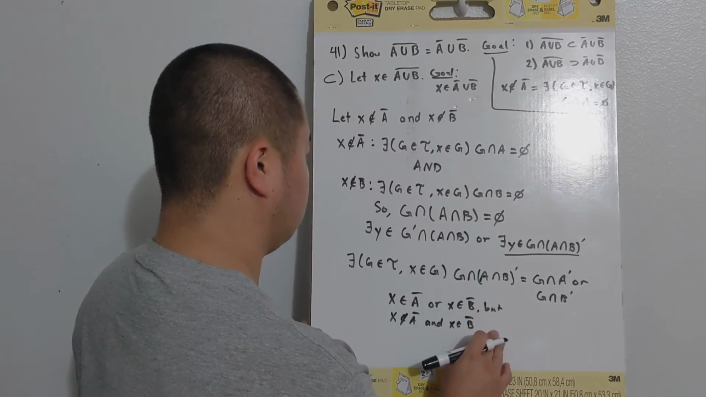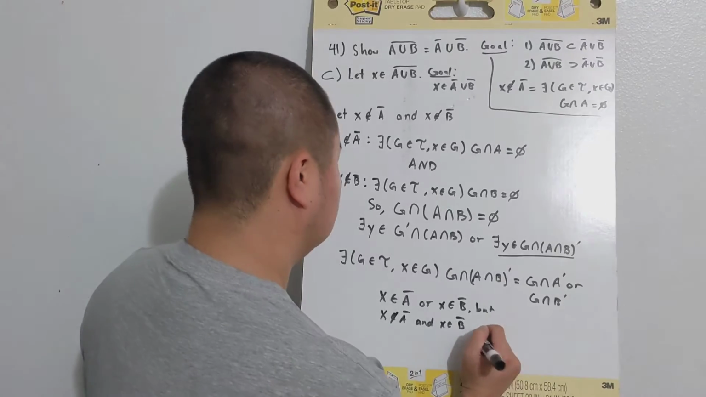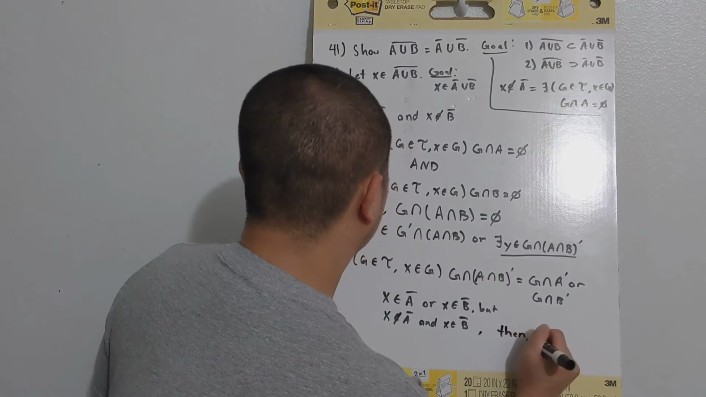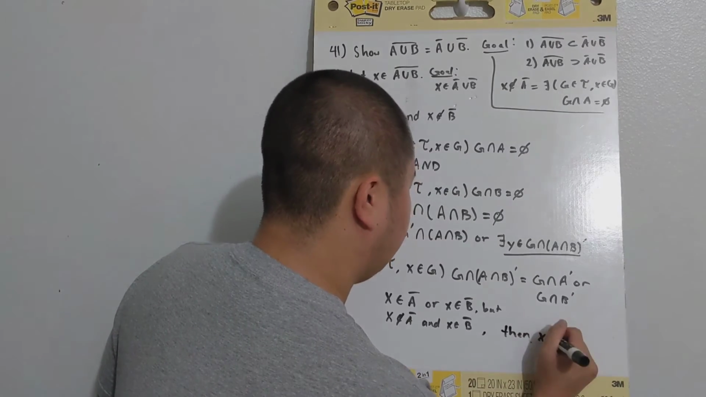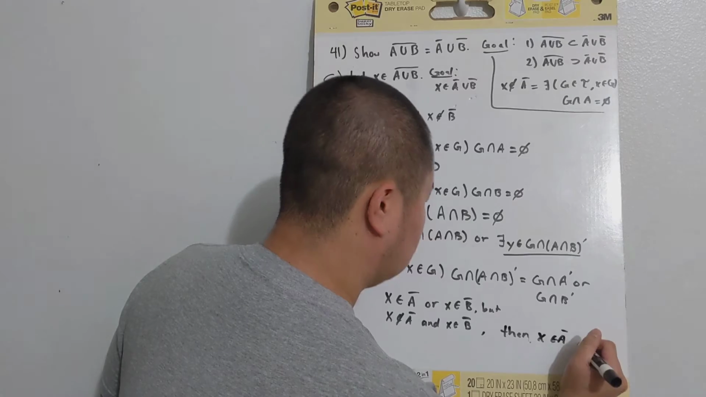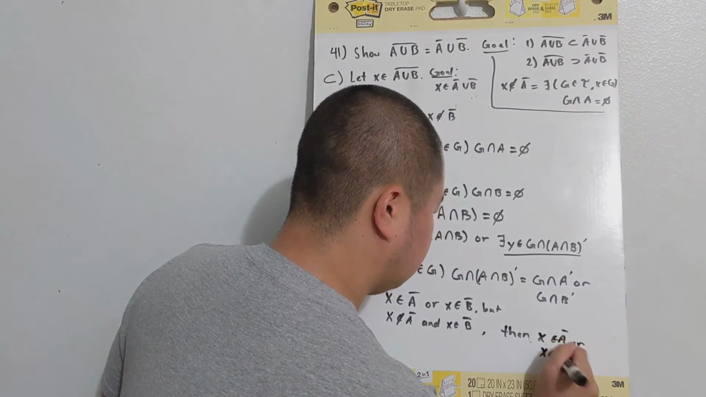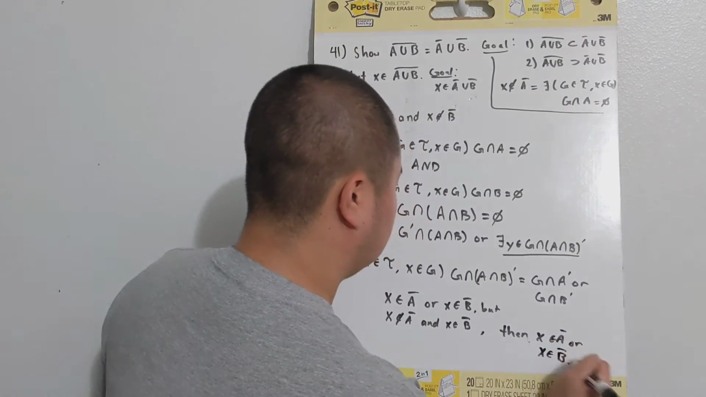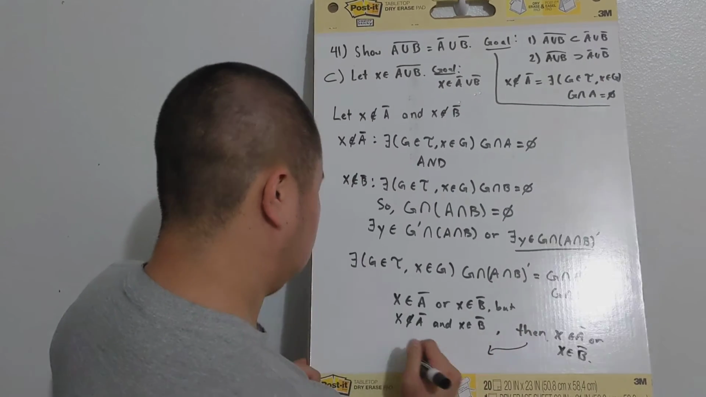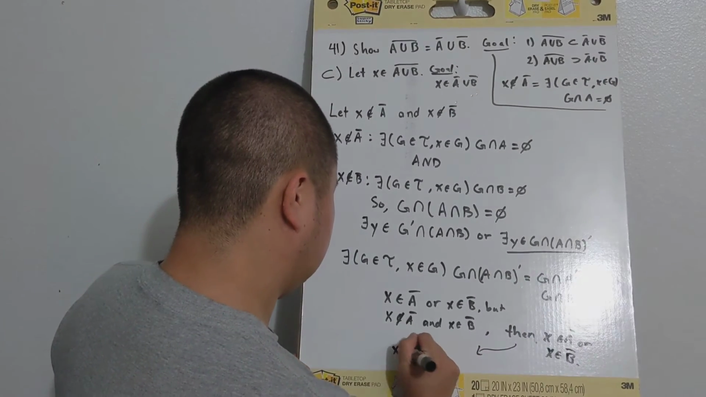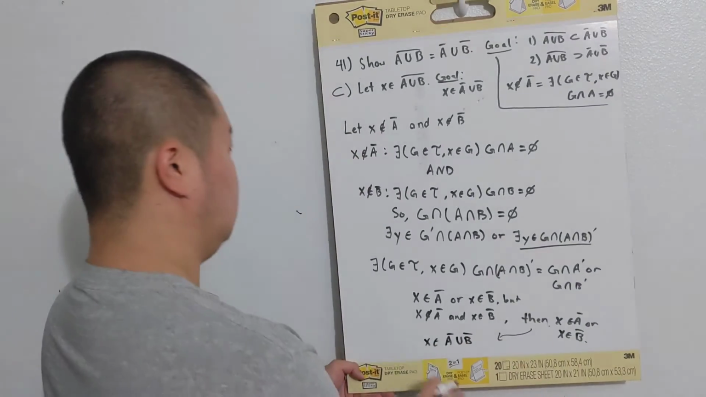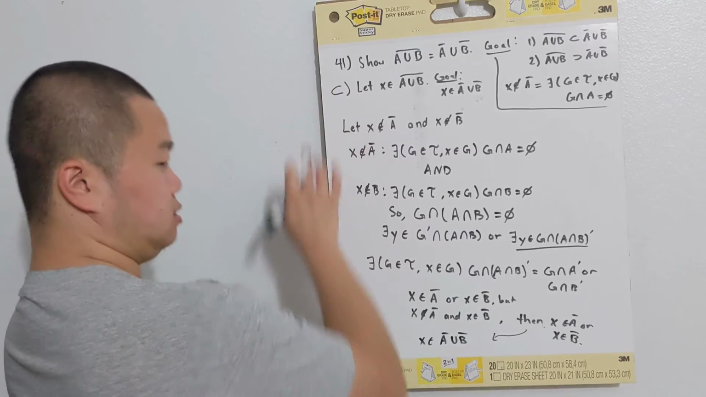So we found a contradiction, which means then X is in the closure of A or X is in the closure of B. And this implies that X is in the closure of A union the closure of B. And that'll be it for this.